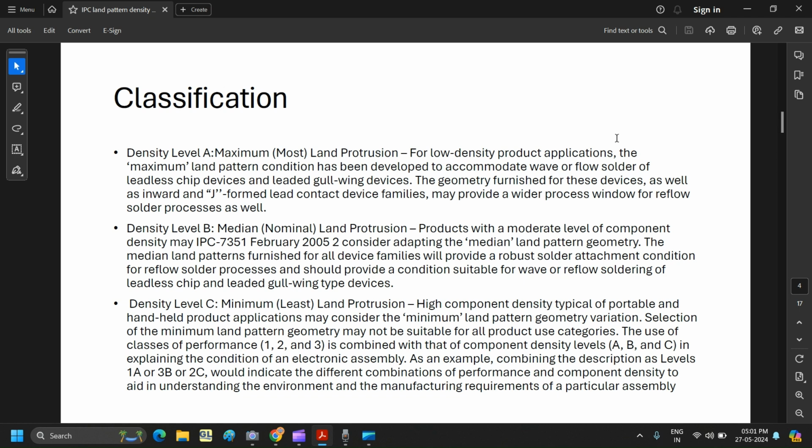And there is no strict constraint that you have to follow density level A, B, or C. You can follow something in between also, like something lesser than density level C and greater than density level B. Those kinds of things you can decide accordingly. Okay, so here you can see as per this explanation, density level A is for low density product applications and density level C is for high component density, for example portable devices, this kind of application.